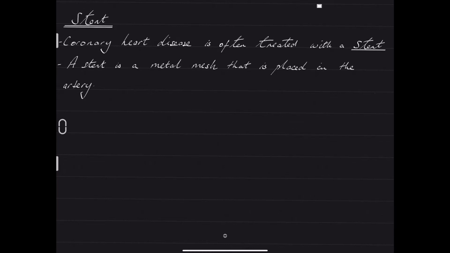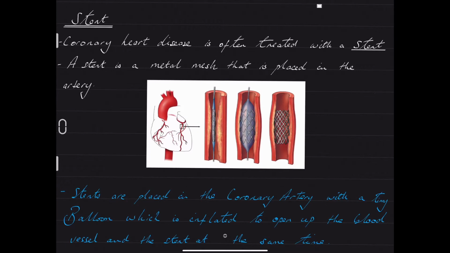And one way to overcome this problem of the narrowing of the coronary arteries is to treat the arteries with something called a stent. A stent is a metal mesh that is placed inside the coronary artery. So if you see here, the stent is clearly shown. You can see that there has been a build-up of plaque in the first artery here.